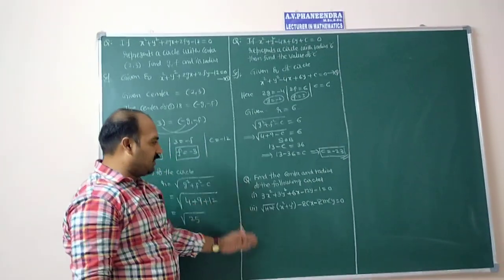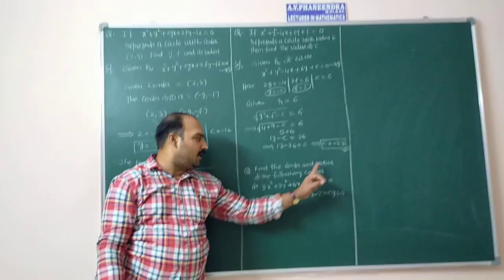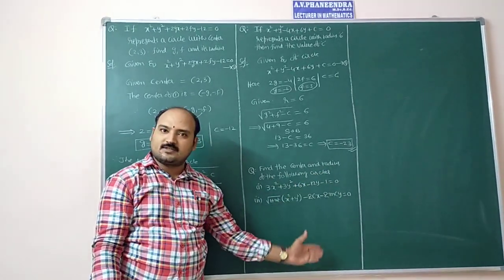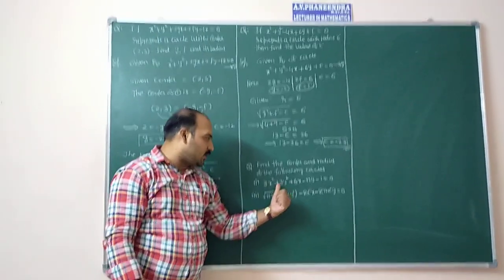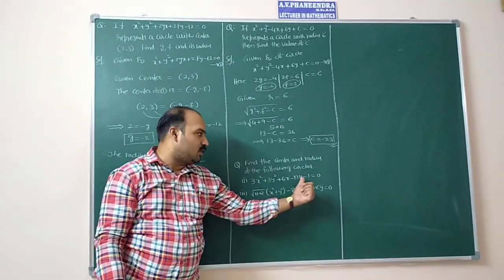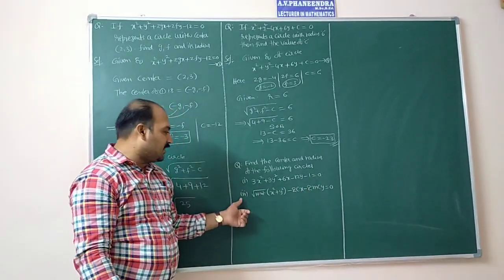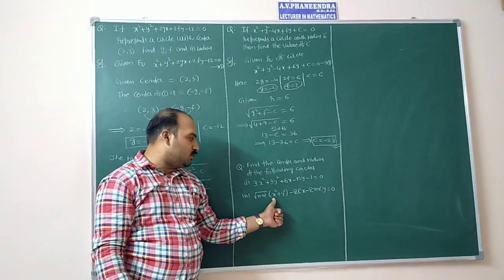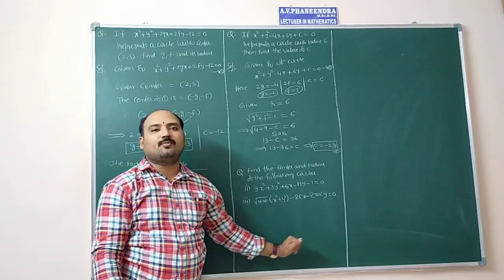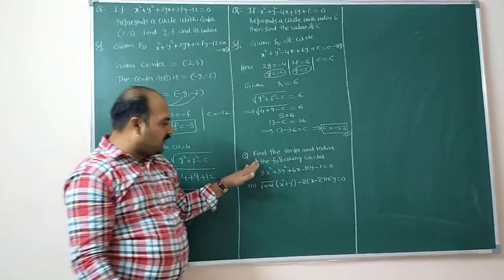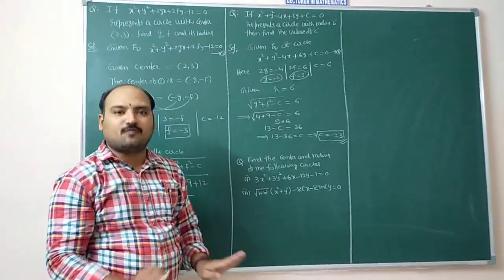Come to the next question. Find the center and radius of the following circles. These models are also important for 2 marks. First, 3x square plus 3y square plus 6x minus 12 minus 1 equal to 0. Second question, root of 1 plus m square into x square plus y square minus 2cx minus 2mcy equal to 0. First, what we have to do, the given 2 circles are not in the general form.